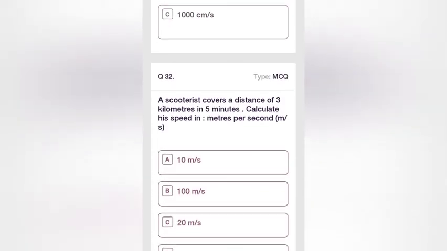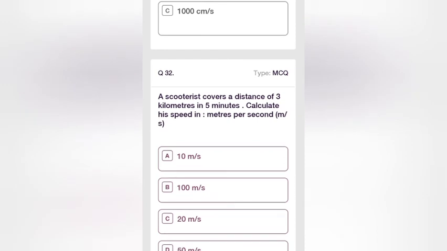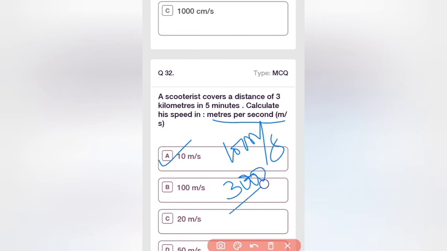A scooterist covers a distance of 3 km in 5 minutes. Calculate its speed in meter per second. Just now we found it is 10 meter per second. That option is the correct answer, isn't it? 3000 divided by 5 into 60, 300. Okay, so it is 10 meter per second. That's right, which is 3000 divided by 300.